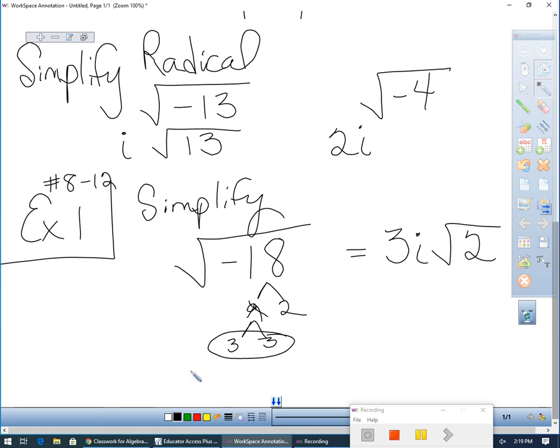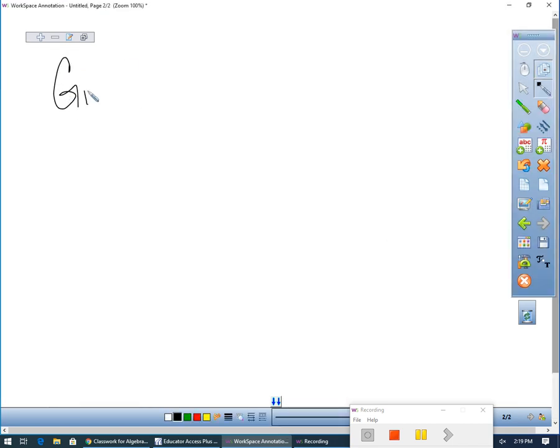Alright? I want to talk about graphing these wonderful things. Do you need another example of that? Anybody at all? No? Okay. Let's talk about graphing complex numbers.